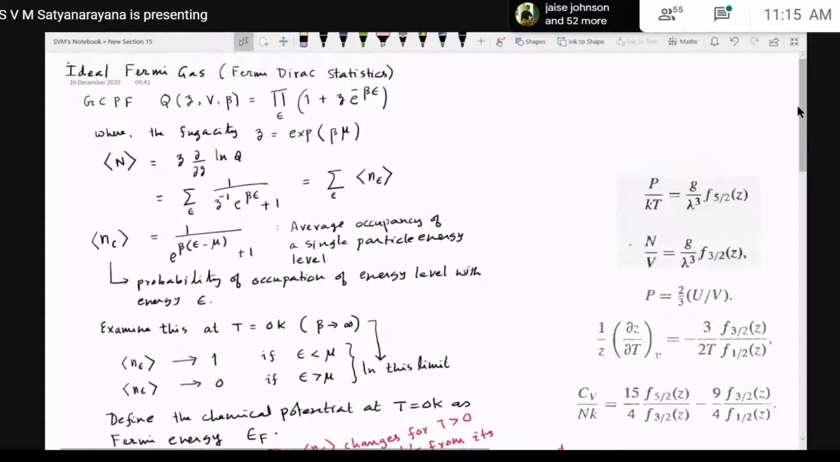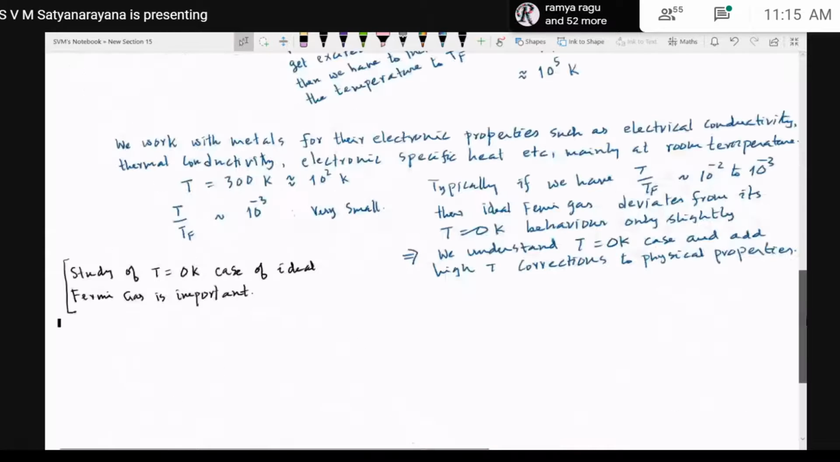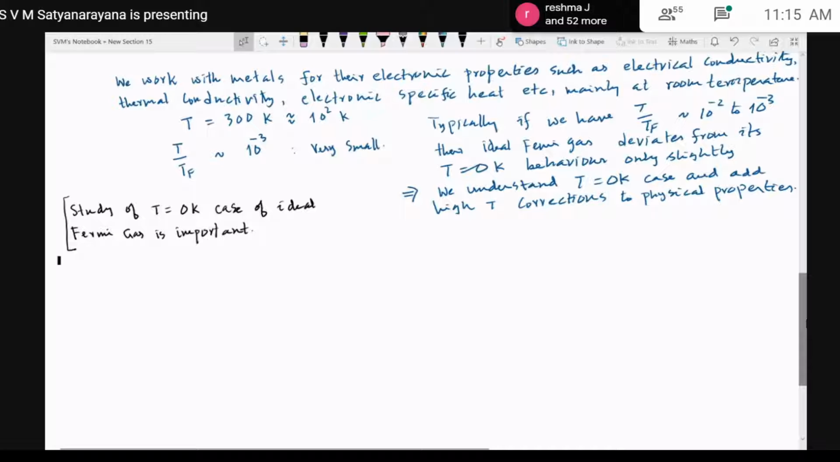Now, to study this, let us say that since this is an ideal Fermi gas, this ideal is important. That means each of the particles is what is called a free particle. So the energy for the free particle is p square by 2m. Okay, and the density of states.